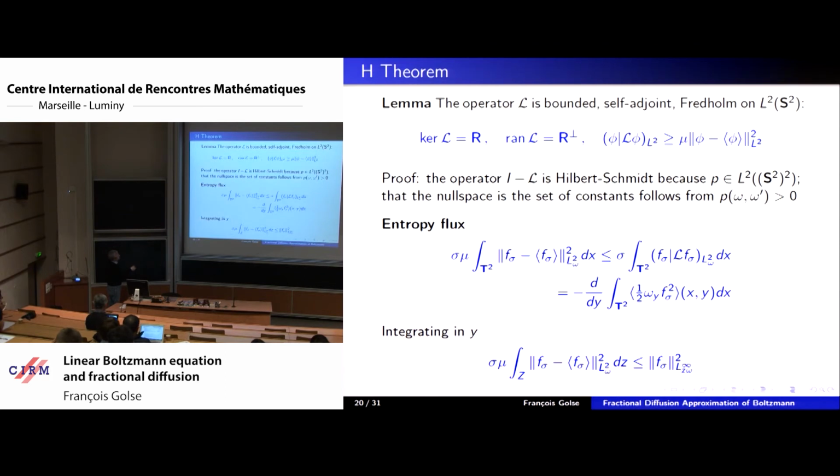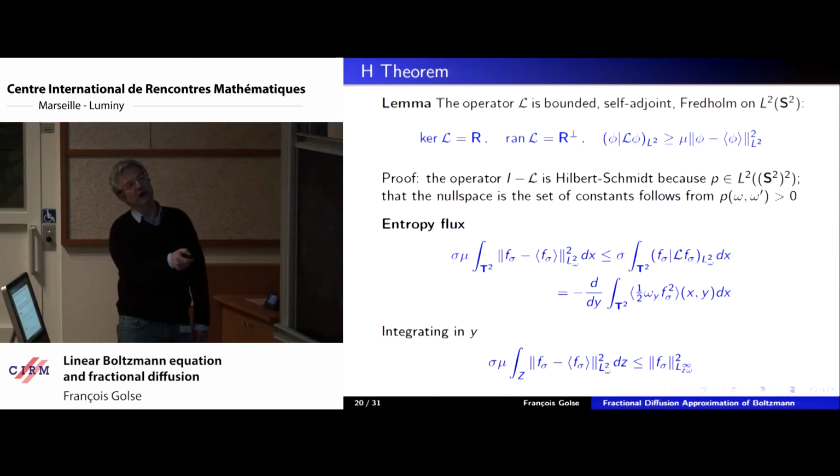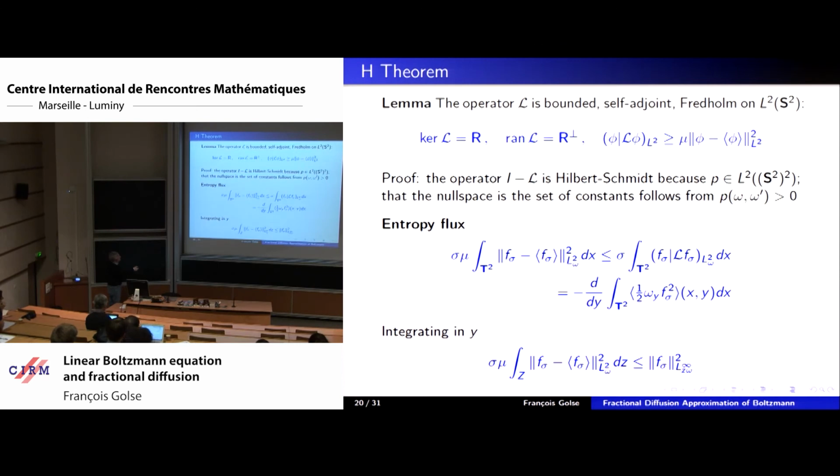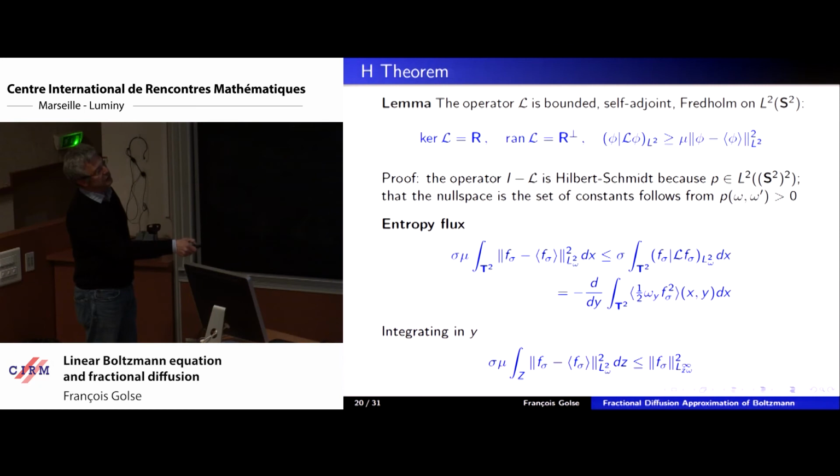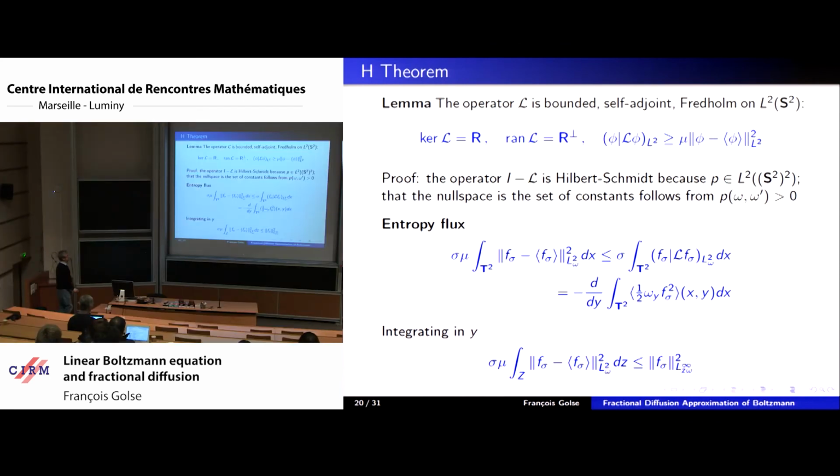So you have sigma times mu times the L2 norm squared of f sigma minus its average, which you integrate. I should also integrate in y, right? So it's dz, it's not only dx, it's dz, right? So this is bounded from above by the derivative in y of that entropy flux, or linear entropy flux, if you want. And if you integrate in y and you use the fact that f sigma is bounded, you see immediately that you have a control of f sigma minus its average in L2 norm.